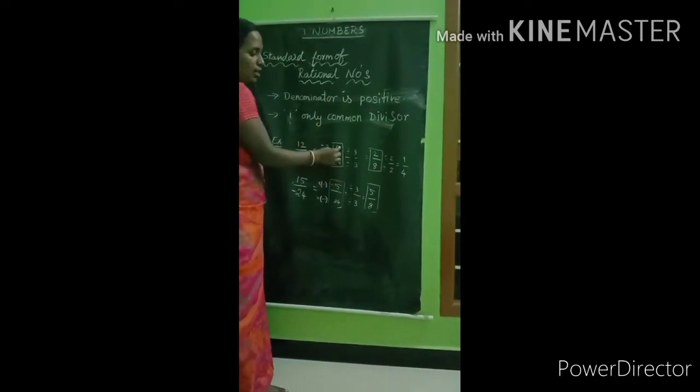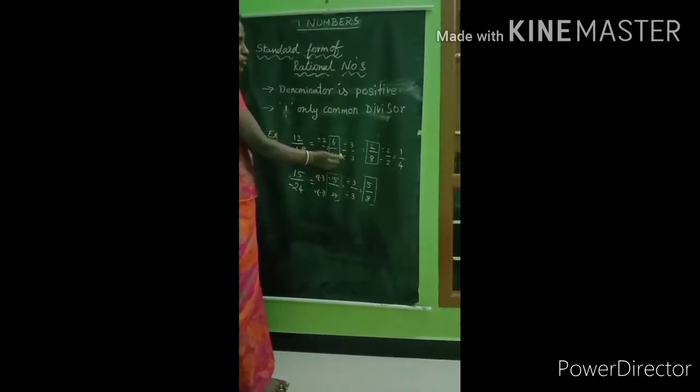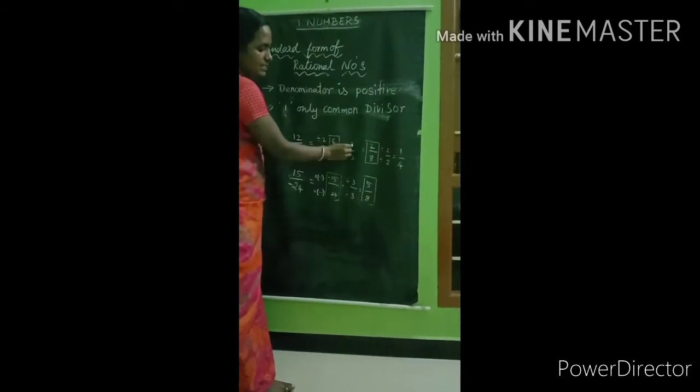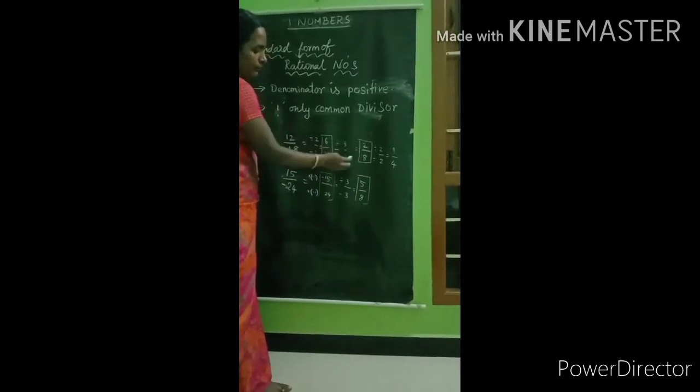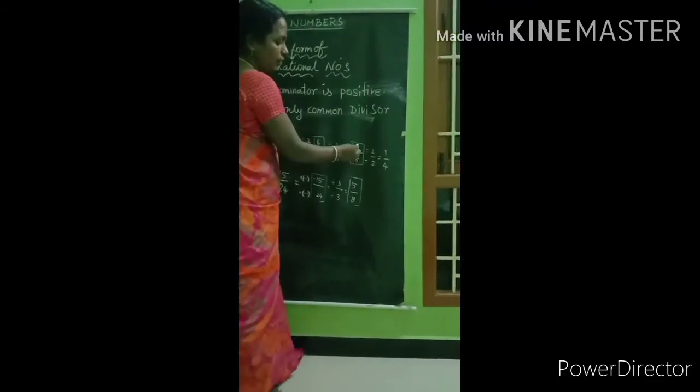Or otherwise, 6 is also an even number, so we can divide by 2. The choice is ours. So here I divide by 3. So 6 divided by 3, we get 2. Then 24 divided by 3, we get 8. Again we will check 2 by 8.